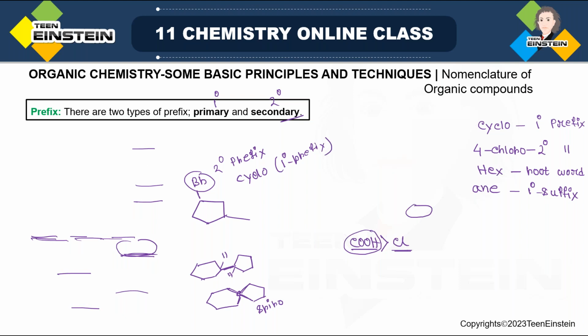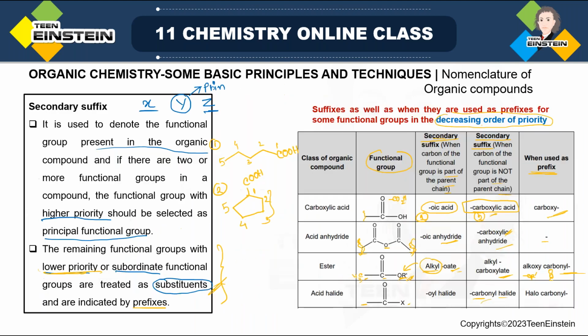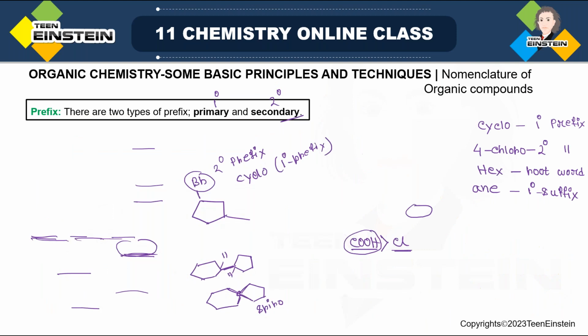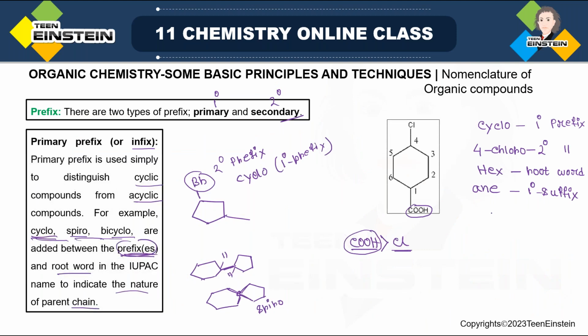I would like to show this slide where we have seen that when it is not part of the functional group, we use carboxylic acid, not oic acid. If it is like this, you have to use oic acid. But now for cyclic compound, it is true it is secondary suffix, but still it is not part of the parent chain. So that is why here one position carboxylic acid. This is our 2° suffix.